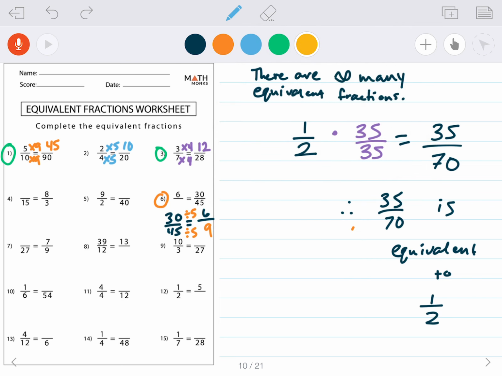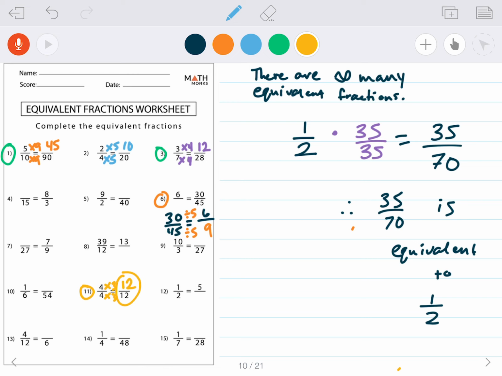Let's go ahead and look at this one right here. 4 over 4 is equivalent to what over 12? Well, on the bottom, I have to multiply by 3. So 4 times 3 is going to give me 12. And on top, I have to do the same thing. So 4 times 3 is going to give me 12. Therefore, 4 over 4 is equivalent to 12 over 12.